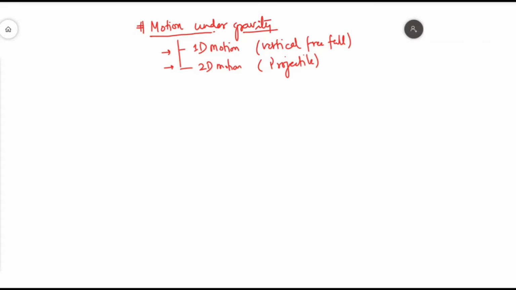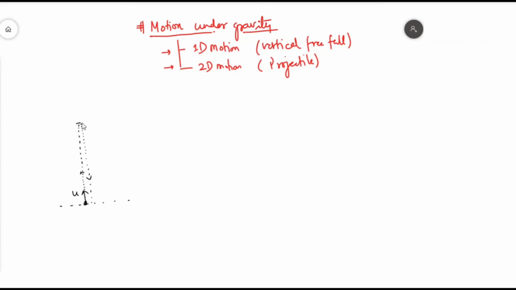Suppose I have a particle that is starting from this point, and this point is on the ground, starting with initial velocity u. It's thrown with initial velocity u. So if you think about the trajectory of the particle, it's going to go up, then it's going to stop, and then it's going to come back.